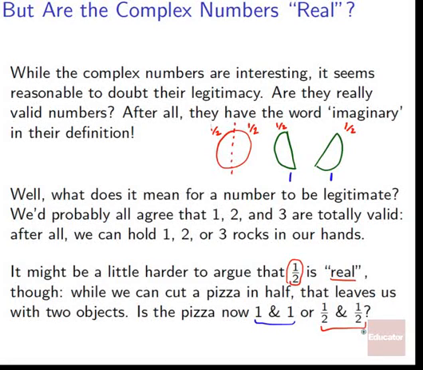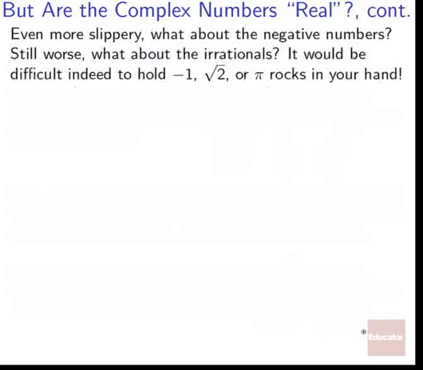So it's a little bit more questionable that this is valid, right? Because can you actually pick up a half object? No, it's an object in and of itself, but it's connected to other things. So it's not perfectly valid, not as valid as the rocks. We can grab rocks, we can hold rocks, but we can definitely believe in half numbers, right? We can believe in rational numbers, we can believe in fractions. Seems reasonable. Well, okay. What about something even more slippery?